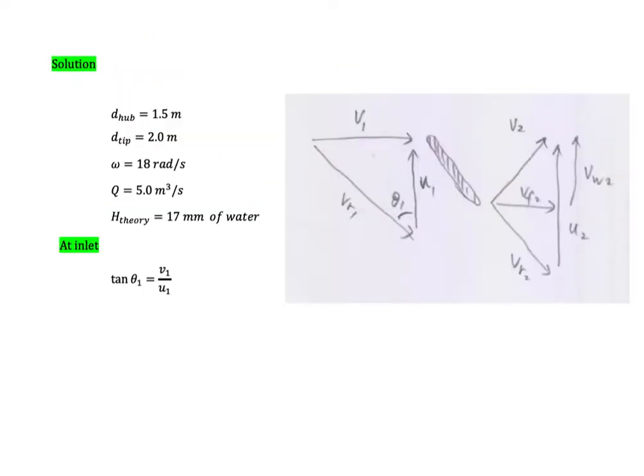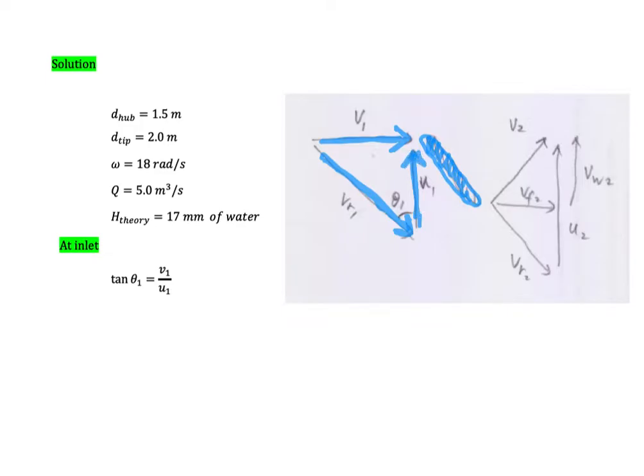So this is the solution. First, we need to draw the velocity triangle. So let's say we have a blade like this. So and then we could draw the velocity triangle as this one. So this is the actual velocity V1. And then we have the velocity relative to the blade like this. And this is the tangential velocity.